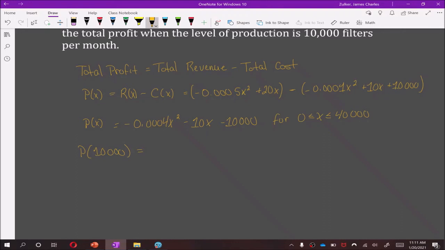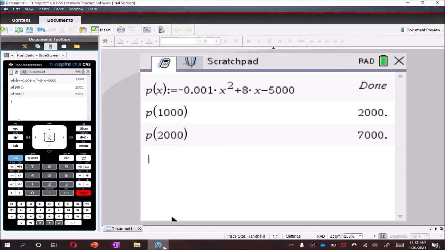So again, what we can do, I just want to make sure that, okay. So I was just checking to make sure that my profit function was correct, and it is. We come over, let's define a new p of x. So what's going to happen now is we already had a p of x stored. I'm going to replace it with this new function, which was negative 0.0004 x squared minus 10x minus 10,000. I want to hit enter. It's done. Now we have a new p of x stored.